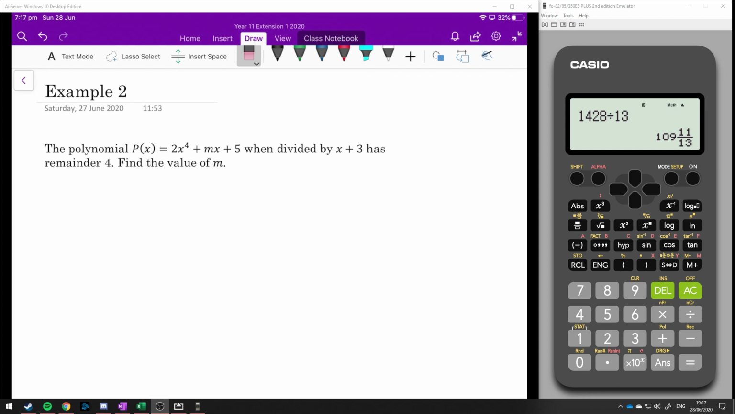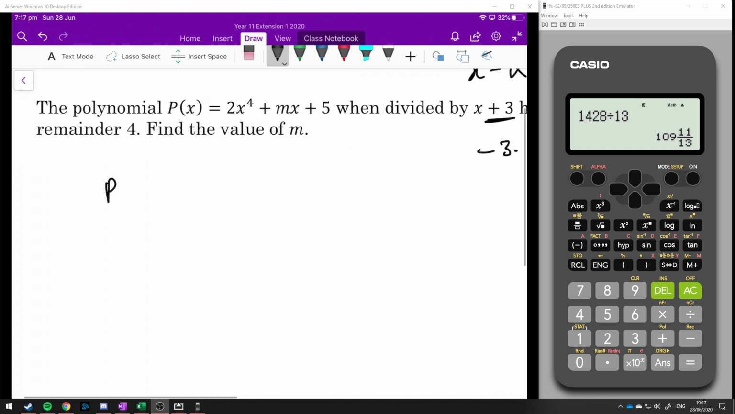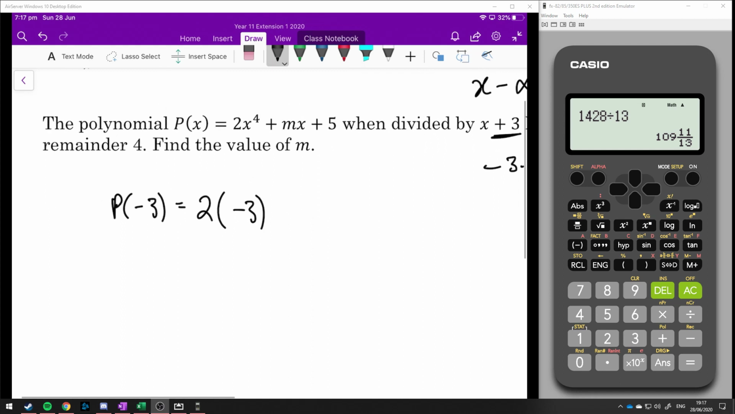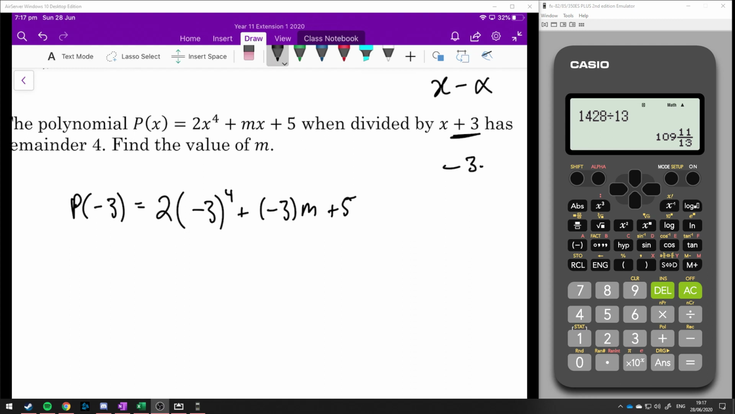So we're going to use the fact that the remainder theorem is referring to something to do with this last number here. And it's not just that last number, it's when we have x minus that last number. Because this is a plus here, the number that we're referring to is minus 3. So what this is effectively saying is, if I find what p of minus 3 is, 2 times minus 3 to the power 4 plus minus 3 lots of m plus 5, then I can find what m is, because this needs to be equal to 4. So this is all it's saying.